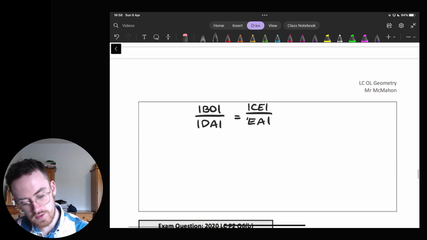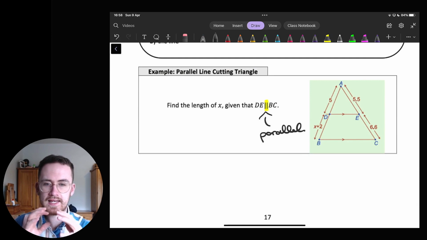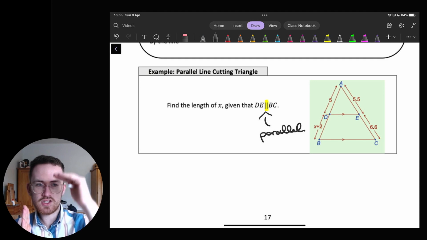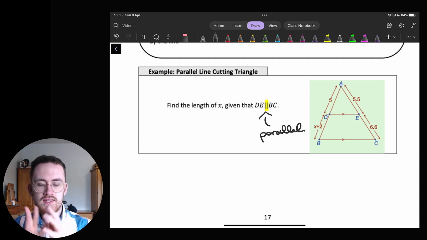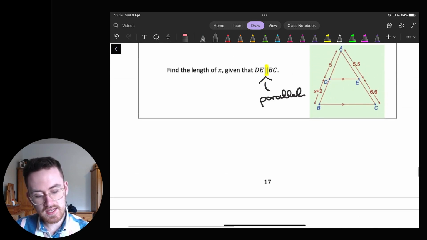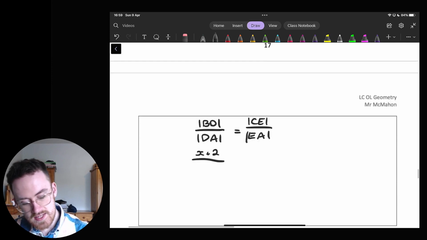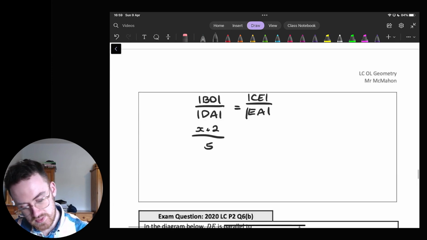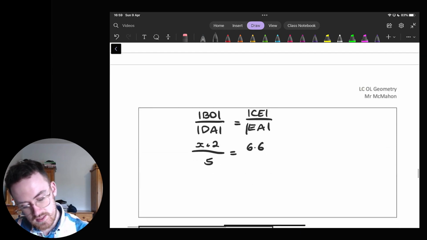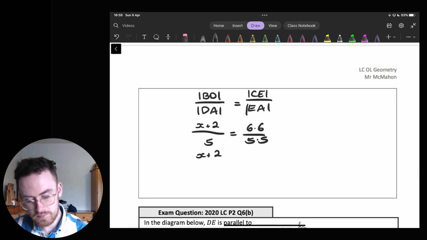So this is our rule. If I take one side and write that ratio, and remember ratio and fractions are related to each other, so if I write that ratio as a fraction, putting one section over the other section on the same side of the triangle, that should be equal to doing the same thing on the other side. And we get that it's CE over EA. Now we can fill in those points. BD is the one we don't know, that's x plus 2. DA I do know is 5. And it's equal to CE, which is 6.6, over EA, which is 5.5.